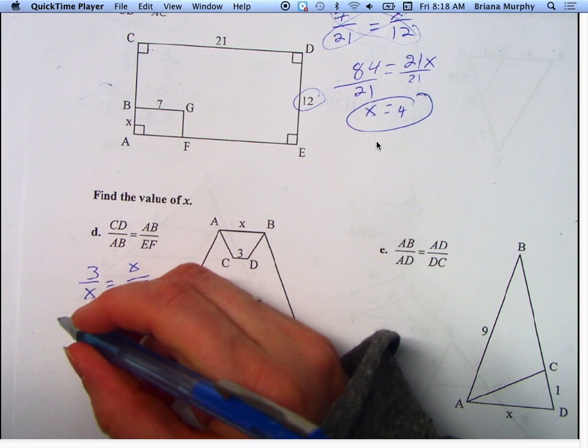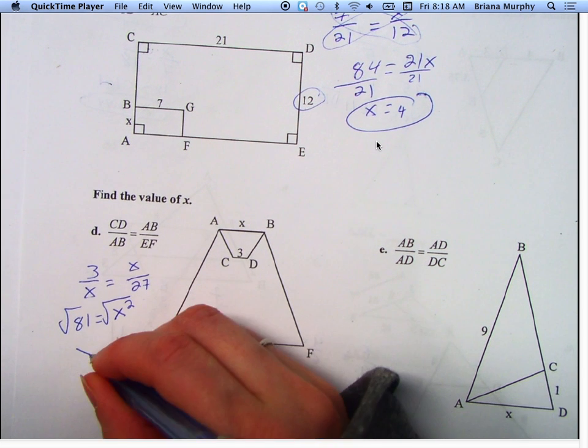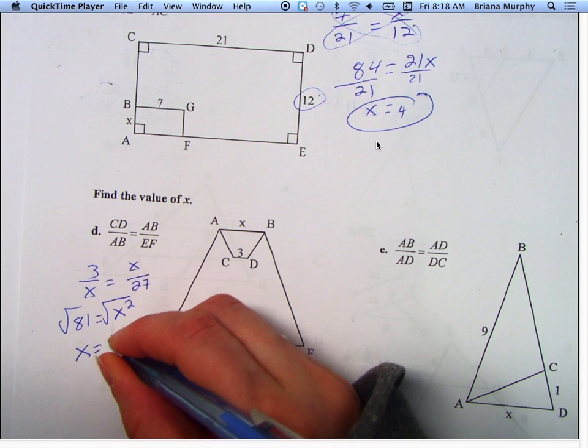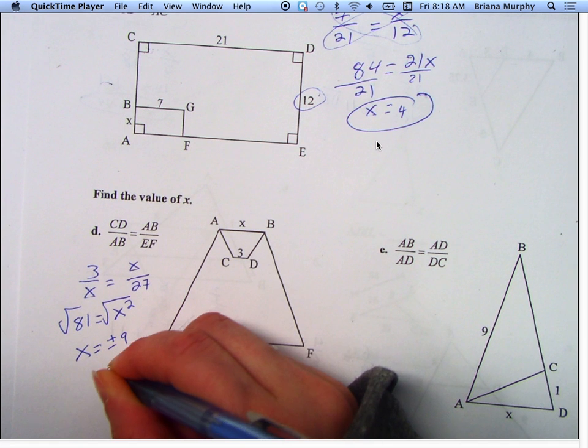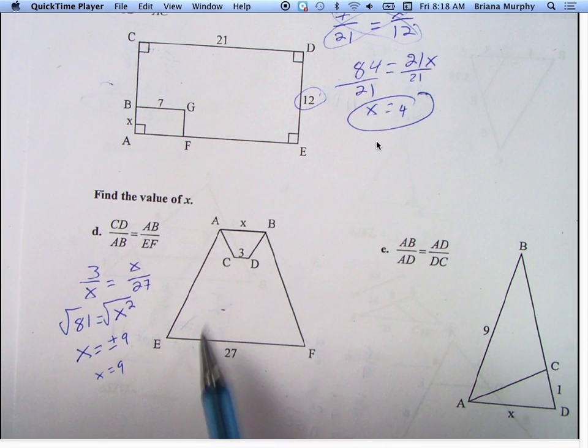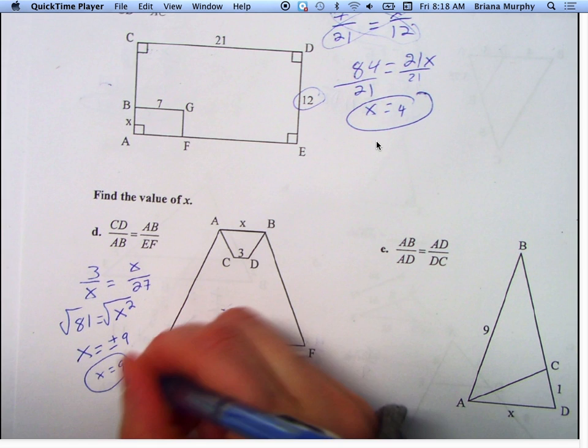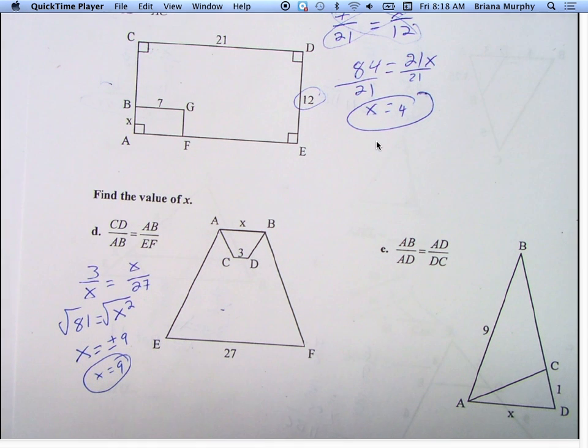Square root both sides. And x is going to equal plus or minus 9. In the case of measurement, it doesn't really make sense for it to be negative 9. It's positive 9. Okay? You guys try E. At least set it up.